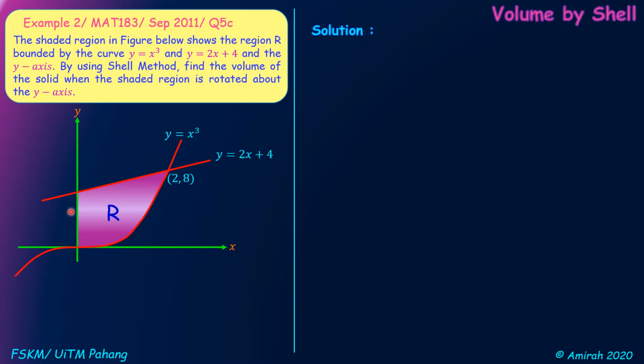From the given region here, this is the curve y equals x cubed. This is the line y equals 2x plus 4. This is region R. And from the given question, the axis of rotation is the y-axis, and the y-axis means the line x equals 0. So this is our axis of rotation.